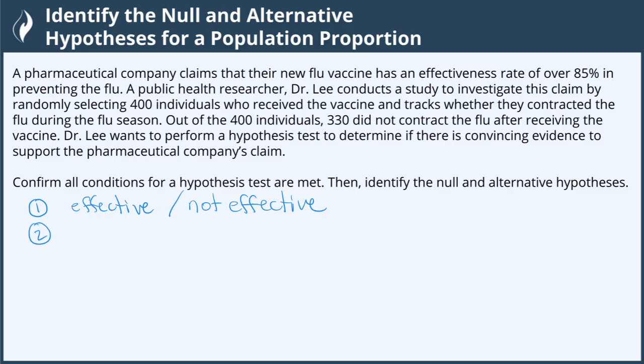The second condition that needs to be met is that the sample is randomly selected. And we were told as we read through this that it was a random selection of 400 individuals. So this condition has been met. The last one takes a little longer.